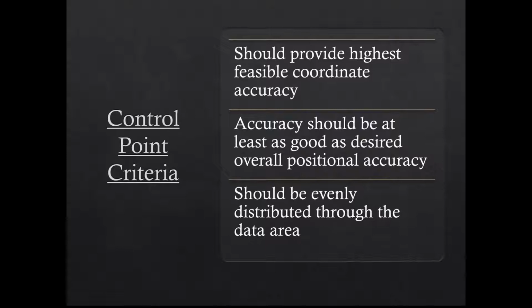And lastly, your control points should be evenly distributed throughout the area. By distributing the control points evenly through the area, you are providing sufficient coverage to provide a good transformation across the entire area. This is in contrast to only choosing control points in one corner of the dataset, in which case only the corner of the dataset will be accurate, and the rest of the dataset will contain significant amounts of error.